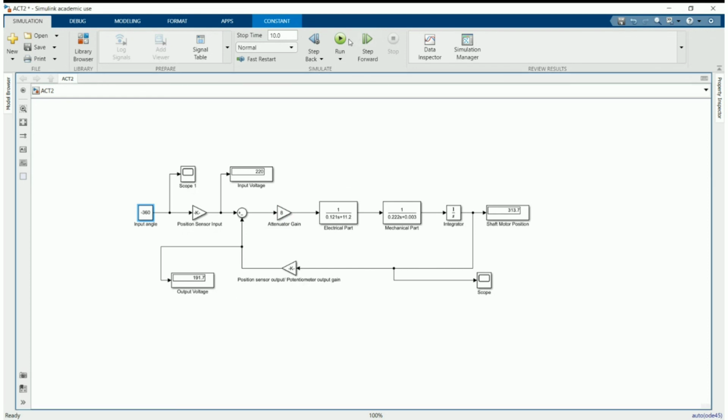Now we change the input angle to negative 360. Here, as you can see, when the input angle is negative 360 at attenuator gain 8, the input voltage we get is negative 220 volts, the shaft motor position is negative 310.1, and the output voltage is negative 189.5.